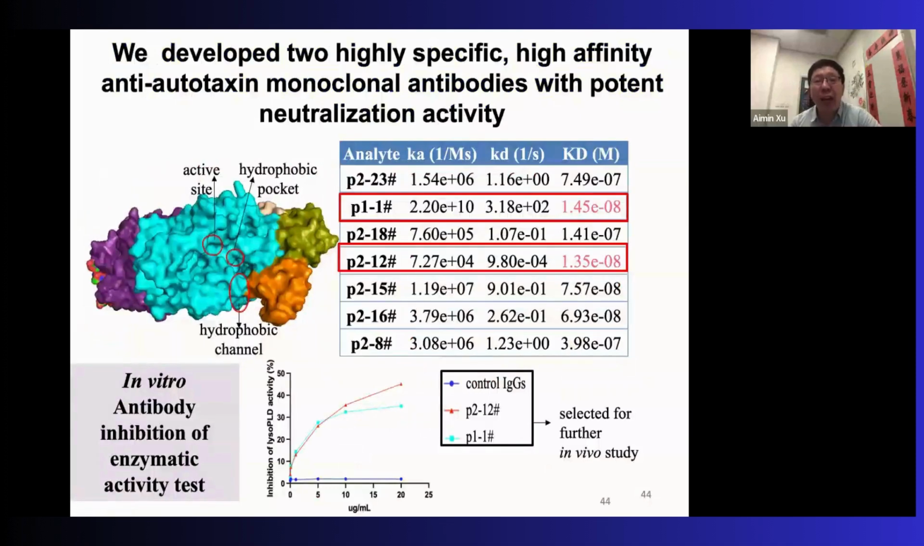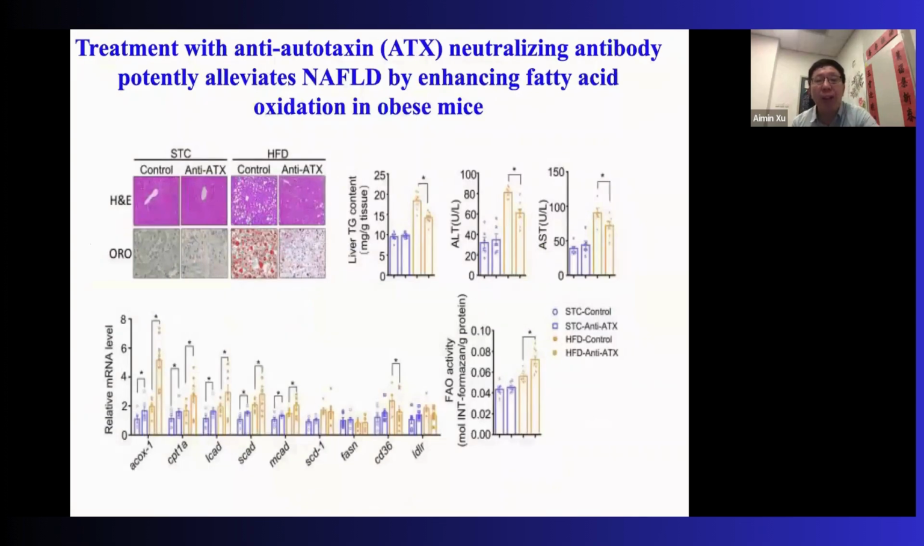After that, we developed two highly specific, high-affinity anti-autotaxin antibodies, basically by targeting the hydrophobic binding pocket of autotaxin. Remember, autotaxin is an enzyme that binds to LPC. So we made the monoclonal antibody targeting this binding pocket, and this can suppress the enzymatic activity of autotaxin.